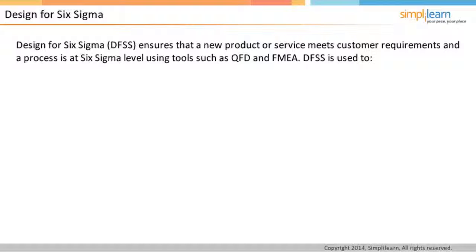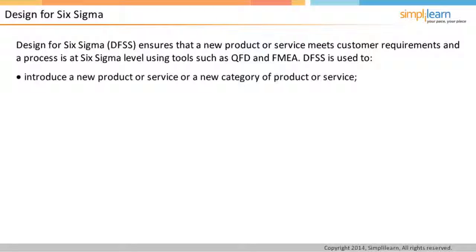DFSS can help a business system to introduce an entirely new product or service for the customer. It can also be used to introduce a new category of product or service for the business system. For example, an FMCG company plans to make a new brand of hair oil, a type of product already in the market. DFSS also improves the product or service and adds to the current product or service lines.